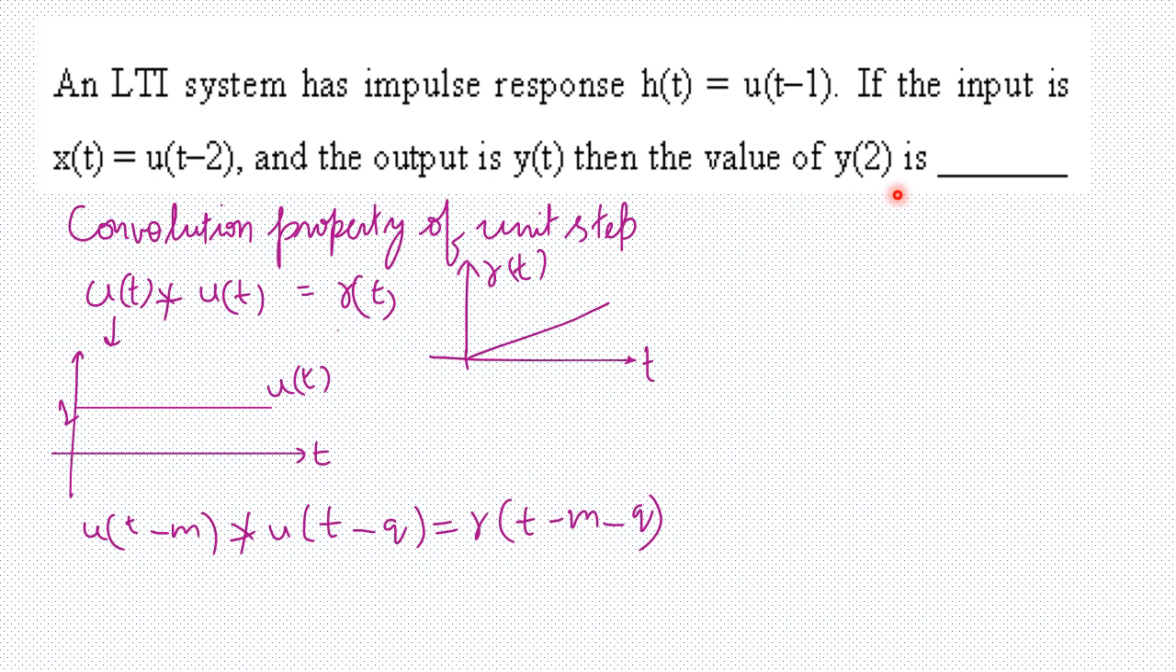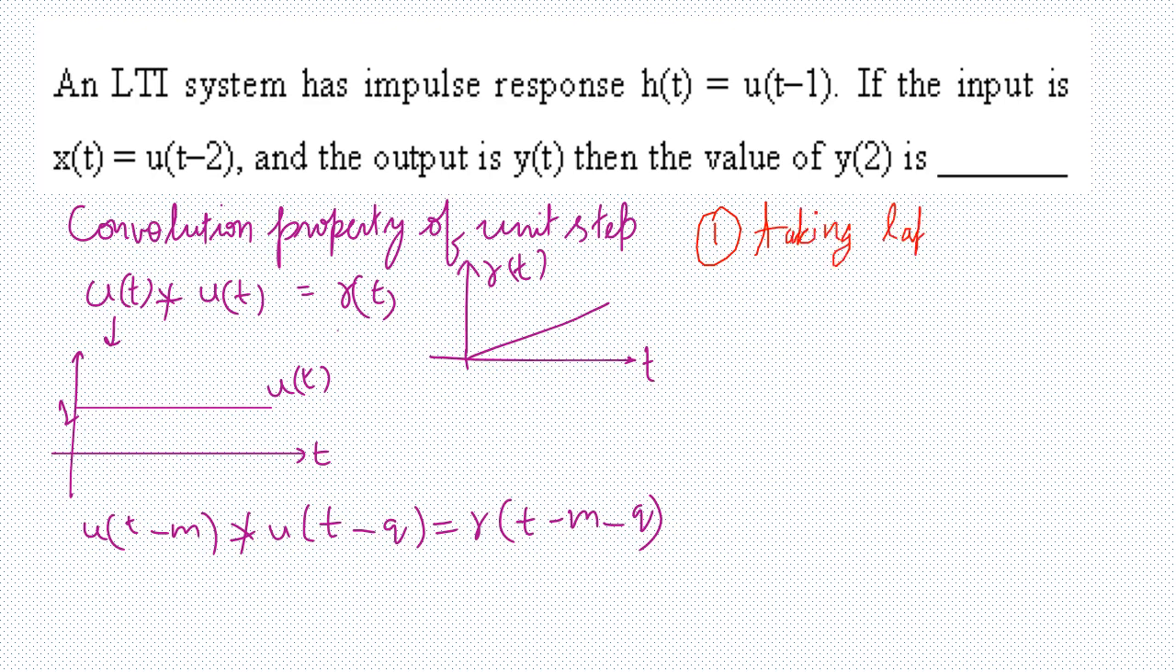So we need to find y of 2, meaning at 2 seconds we have to find the value of the output when the impulse response is u of t minus 1 and the input is u of t minus 2. It can be done in various ways. One way is to solve it through Laplace, by taking the Laplace transform.